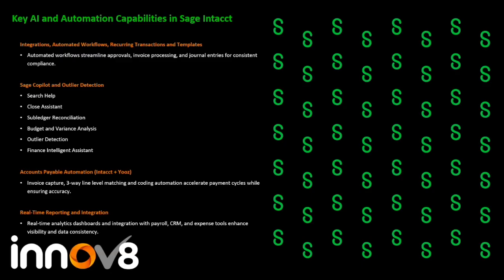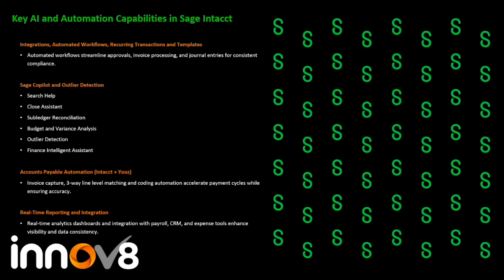We also have some invoice processing, and there's lots of developments going on around this. We have three-way matching. We have the ability to drag and drop documents into Sage Intacct. And then we also have journal entries for consistent compliance. So there's lots of stuff to go over there.